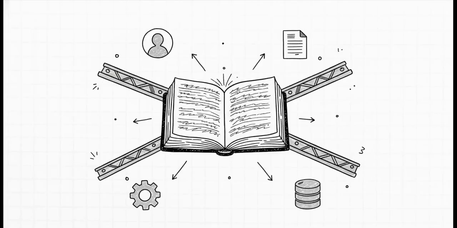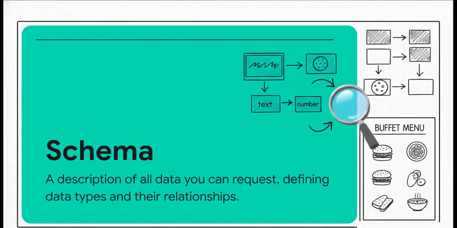And that brings us to superpower number 3. This is kind of the secret sauce that holds the whole system together and makes it so reliable. It's called the schema, and you can think of it as the official rulebook for the entire API. So what is a schema? Well, it's like a blueprint. It describes every single piece of data you could possibly ask for. It tells you what kind of data it is, text, a number, and crucially, how all those different pieces of data are connected to each other. Going back to our analogy, it's literally the menu for the buffet. It tells you everything that's available.